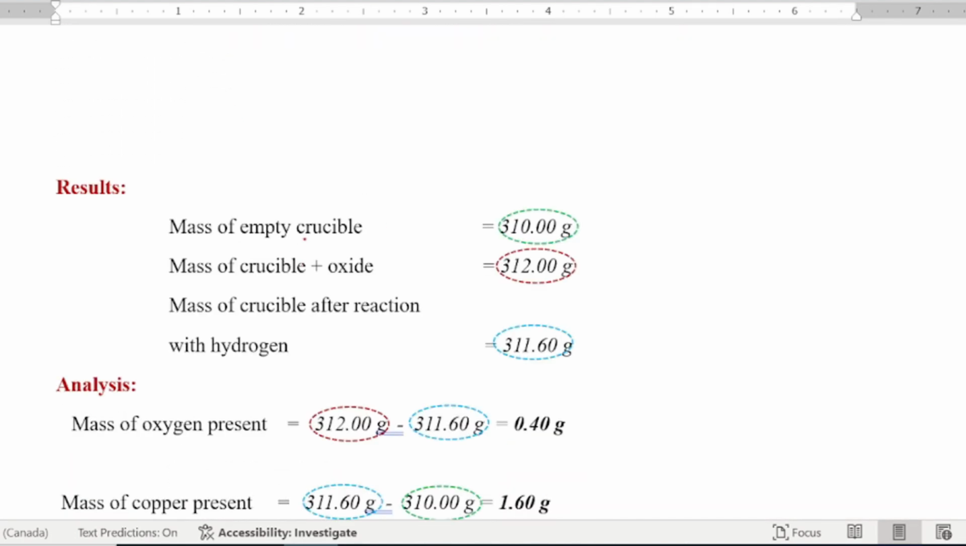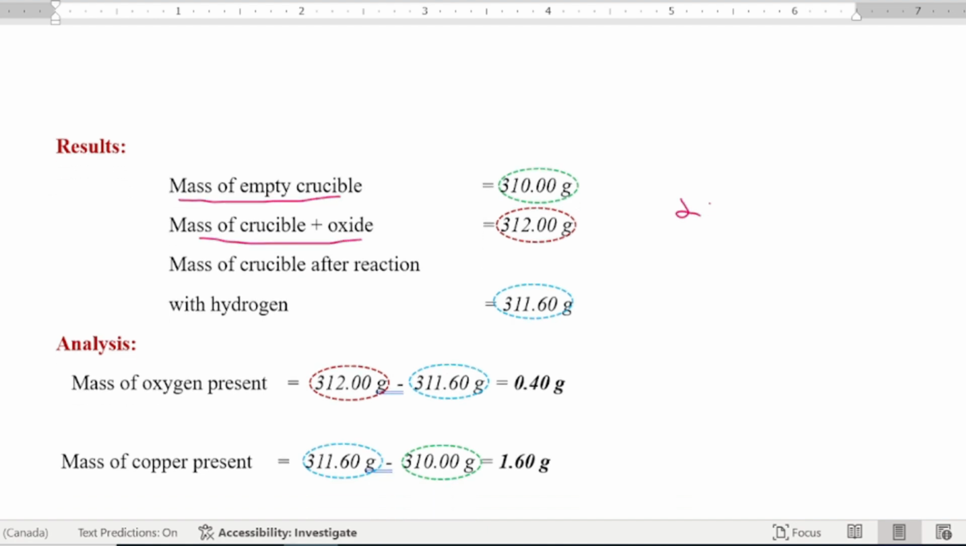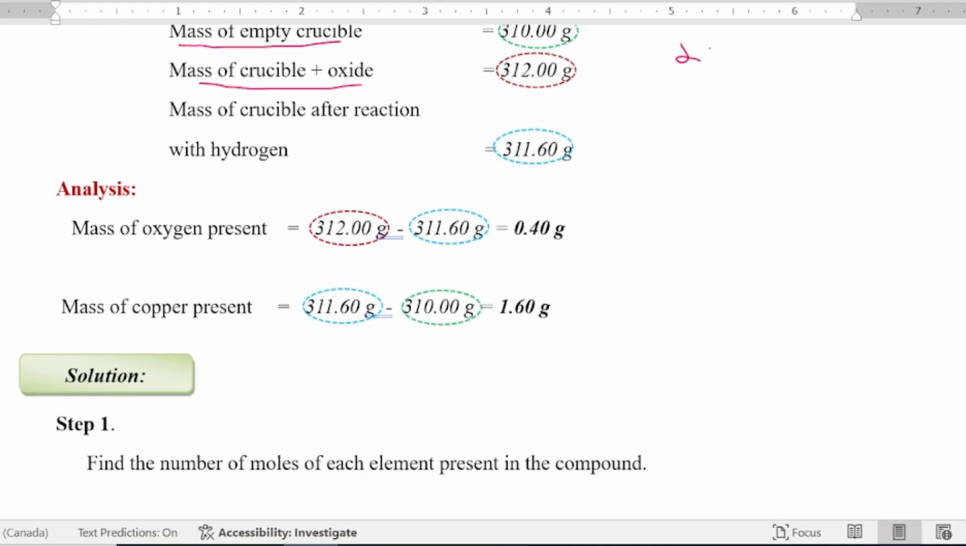This is the mass of the empty crucible. So in this case, it's 310 grams. The mass of the crucible and the oxide is 312. Obviously, now, what is it? The mass of the oxide there will be 2 grams, okay? All right, let's hold that for now. The mass of the oxygen present.